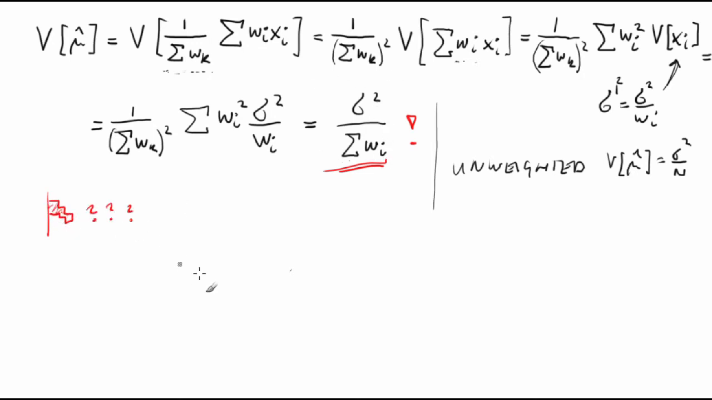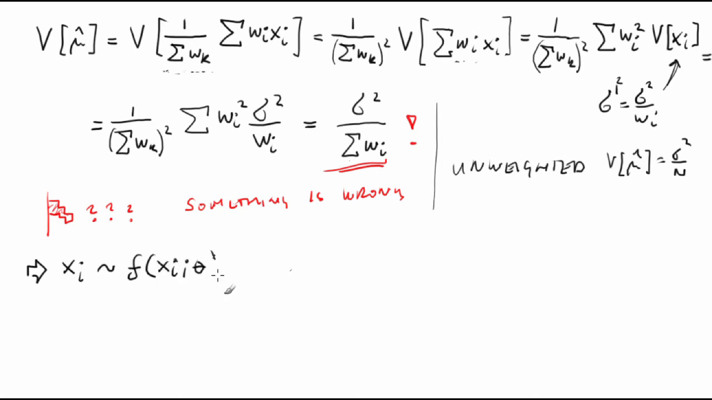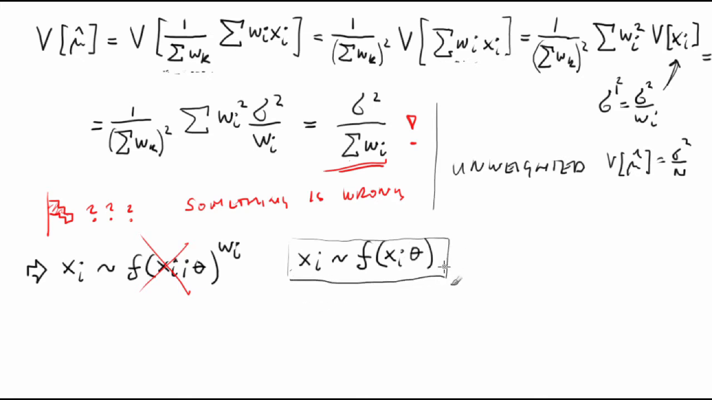By increasing the event weights, we can make the variance arbitrarily small while still using exactly the same number of original events. The point is that the events are actually not drawn from the probability density function raised to the power of wi. They are drawn from the original probability density function, and the weight is assigned to them afterwards.